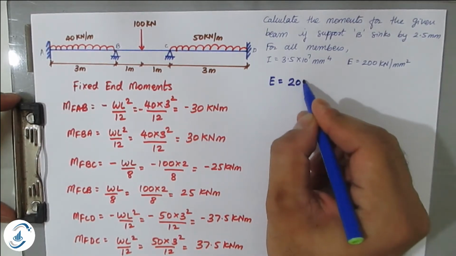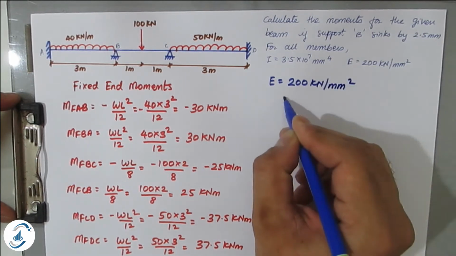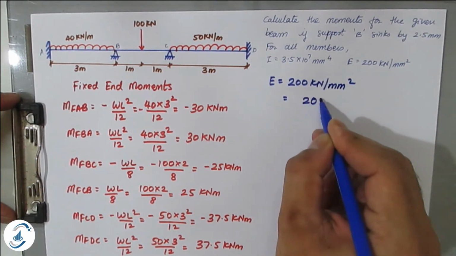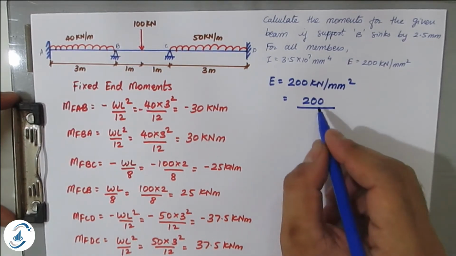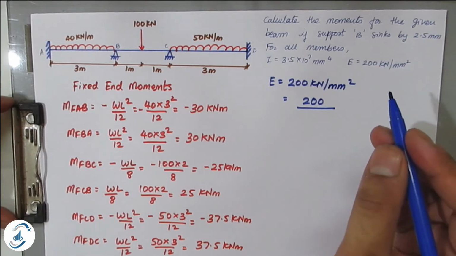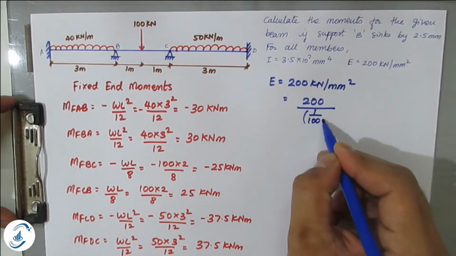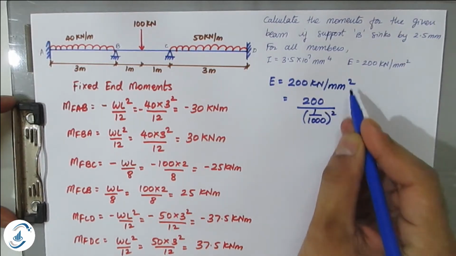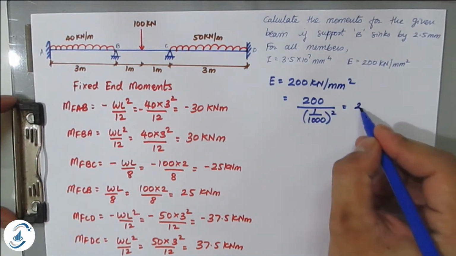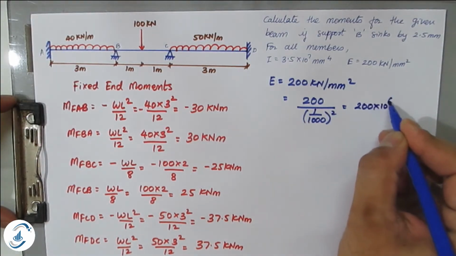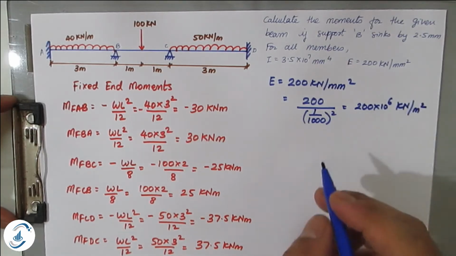It is given 200 kilonewton per mm square. We are not changing this 200 and kilonewton, so we'll keep it as it is. Per means it is divided by. From mm to meter, you have to divide it by 1000. So 1 divided by 1000 square, because it is mm square. If you do this, the E value will come 200 into 10 raised to 6 kilonewton per meter square. So this is your E value.